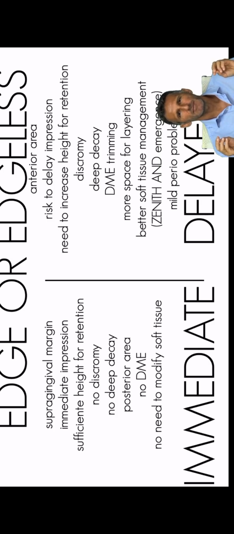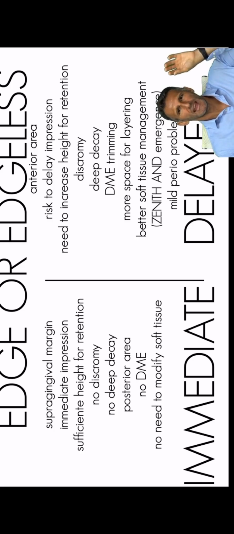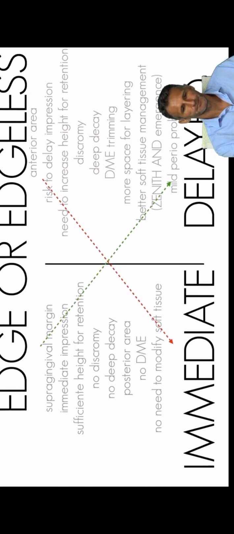So about the timing of the impression, the immediate and the delayed, as a general rule, when I do an edge preparation, I do an immediate impression. When I do an edgeless preparation, I do a delayed impression. Now, if you have no time and you did an edgeless preparation, for any reason, you can move to a delayed impression. But I really want to advise you not to do an edgeless preparation, especially a deep one at 360 degrees, and combine it with the immediate impression.